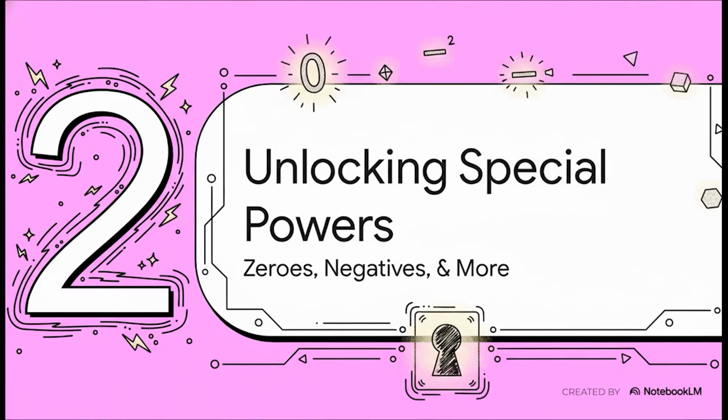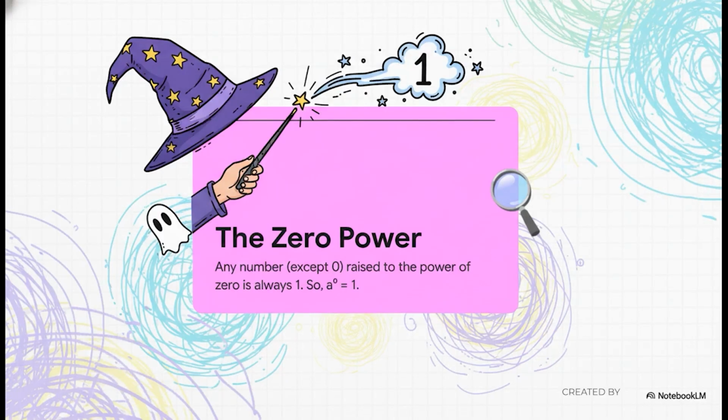You're doing awesome! You've learned the main rules. Now it's time to unlock some special powers. These are a few unique cases that have really simple but very, very important rules. First up, the zero power. This one honestly feels like a magic trick. Any number, I don't care how big or small, if it's raised to the power of 0, the answer is always 1. That's it. 1,000,000 to the power of 0, it's 1. The only little catch is that this rule doesn't work for 0 itself.